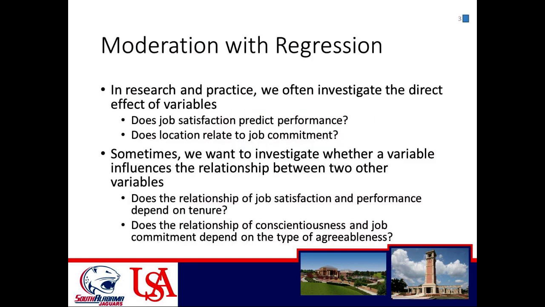So as we know with regression, in research and practice, we often investigate the direct effect of variables. So usually when we're thinking about regression or correlation, our questions are things like, does job satisfaction predict job performance? Or things like, does location relate to job commitment? You could test that with ANOVA, but we'll ignore that for now. So typically, thus far in this course, we've been talking about relationships like these, just direct effects, X affects Y, job satisfaction affects job performance, just basic direct effects.